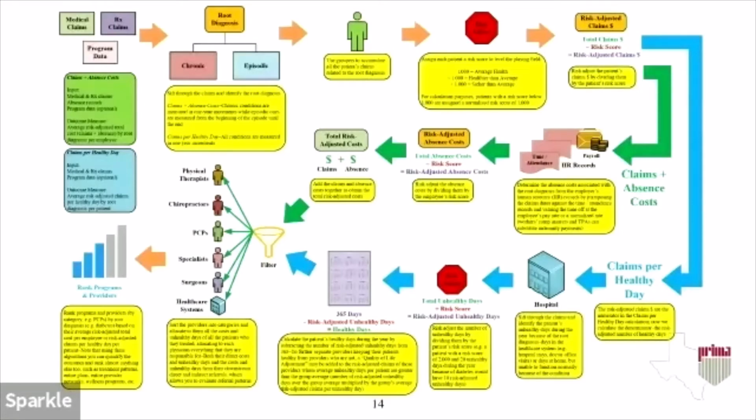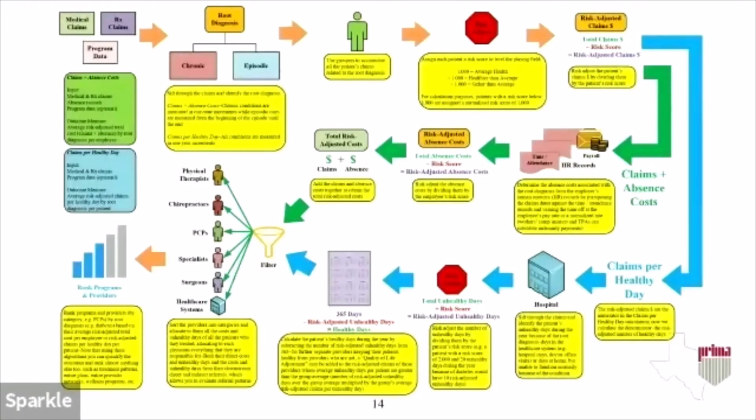Now let's go back up and follow the blue arrow down for the claims per healthy day solution. The risk-adjusted claims is the numerator in our claims per healthy day solution. Now we have to get the denominator, the number of healthy days. So the algorithm sifts back through the claims, and they spot the unhealthy days. For example, if we're looking at diabetes, we find the days that the person was unhealthy, in the hospital, visiting the doctor, at home, but unable to function normally. And then we risk adjust those days.